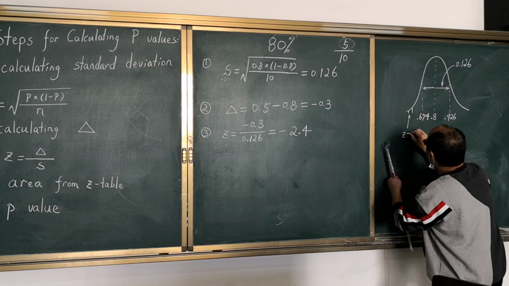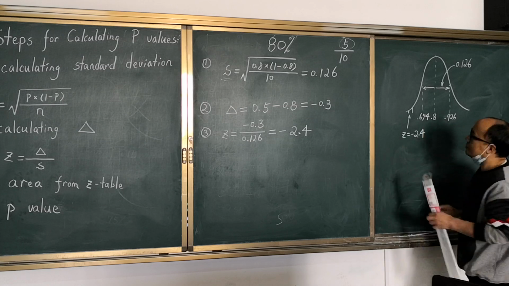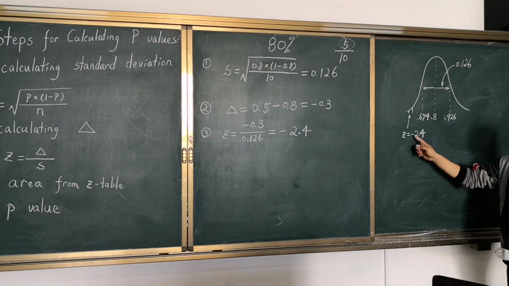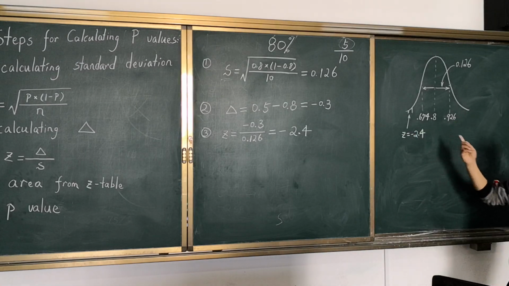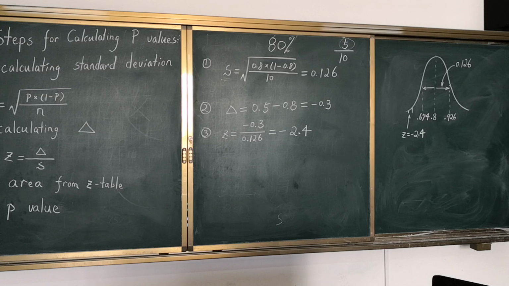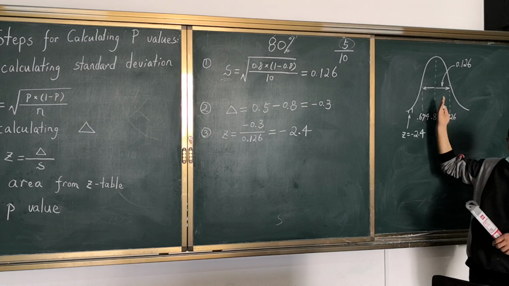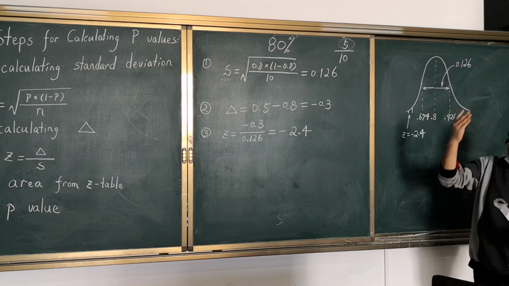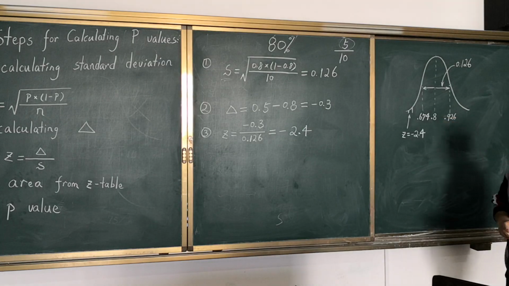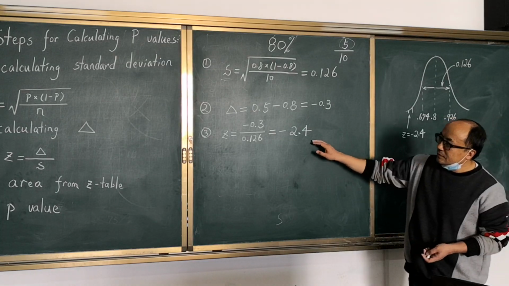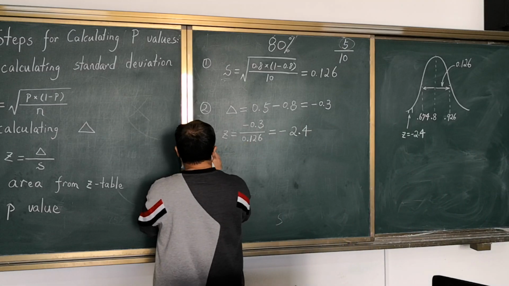The z is minus 2.4. Minus means on this direction, okay? If it's positive, then it's this direction, which means he's doing more than he said. Wow, he's even better than I expected. Okay. Number 4, the area from the Z table.